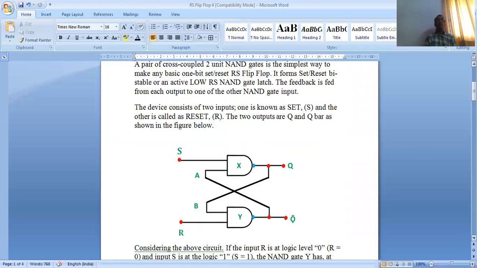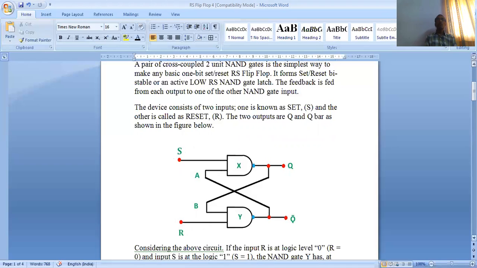The S input is connected to the upper NAND gate X. The R input is connected to the lower NAND gate Y. The output Q is taken from the upper NAND gate X. The output taken from the lower NAND gate is called Q bar.